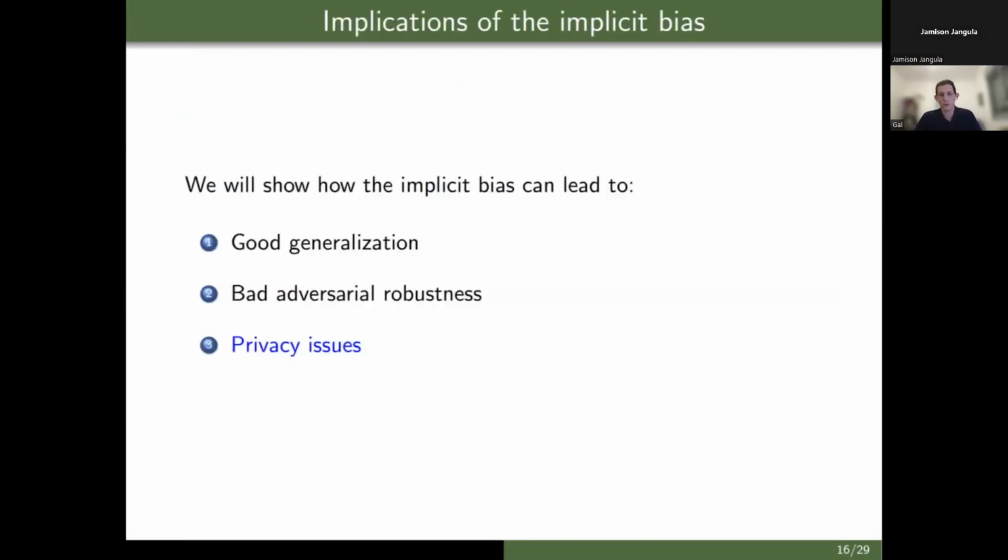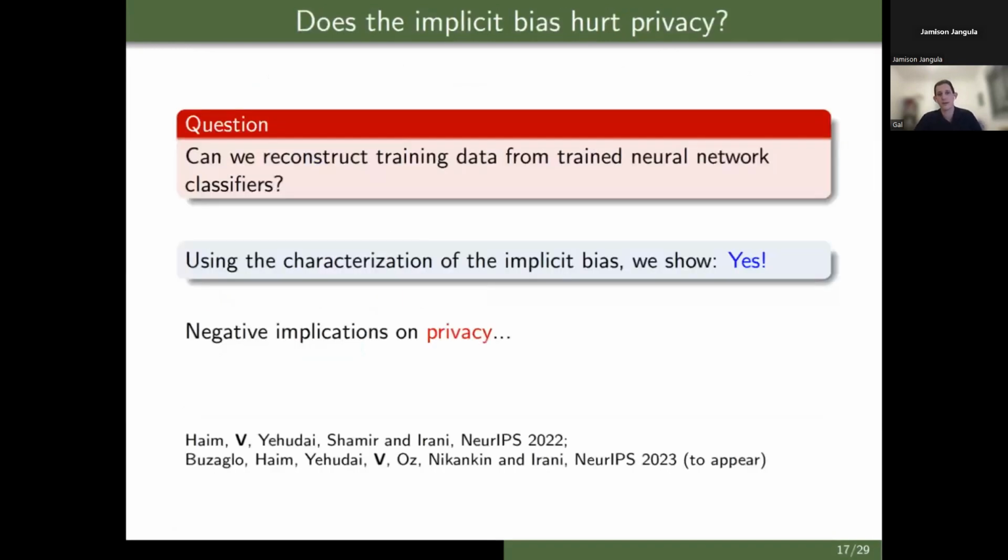Now we will turn to the third implication of the implicit bias, and we will show that in some situations, the implicit bias can lead to some privacy issues. Basically, we will show that the implicit bias might hurt privacy in some situations.